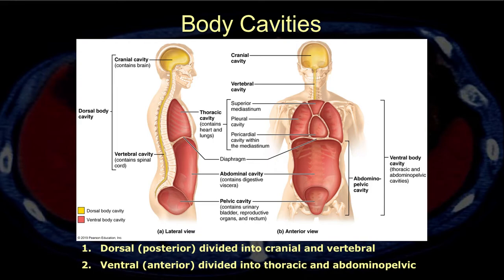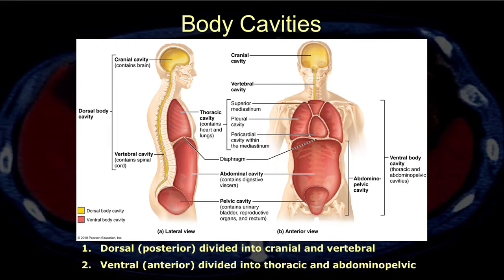We have the thoracic cavity, which is all this up here, and we have the abdominopelvic cavity, which is all this down here. Okay? So now we've taken the ventral cavity and divided it into 2 smaller cavities. But we're not done yet. Now we can take those 2 cavities and divide them into even smaller cavities. Okay, so we'll start with the thoracic.